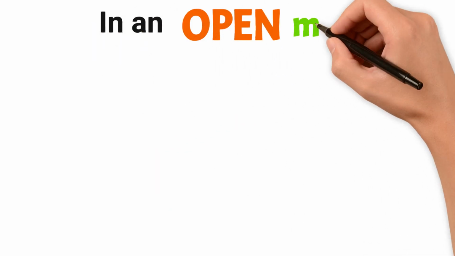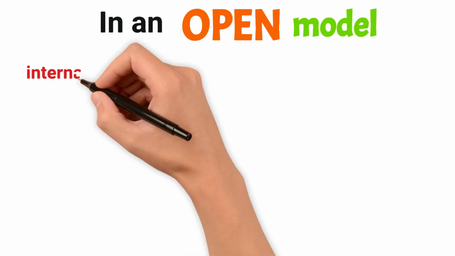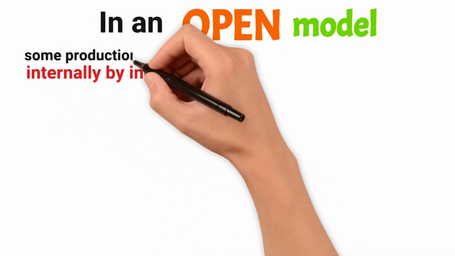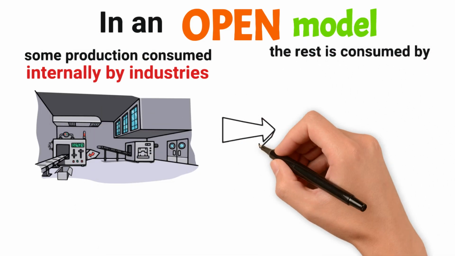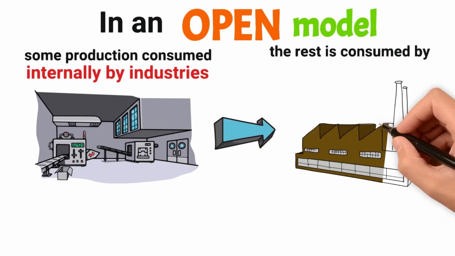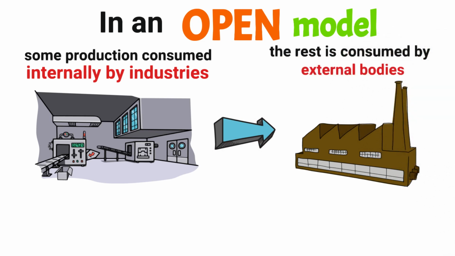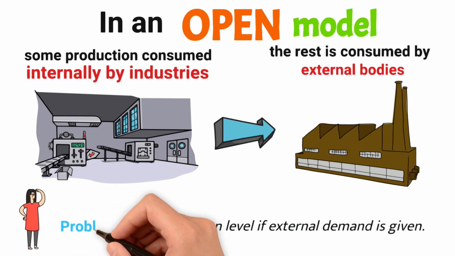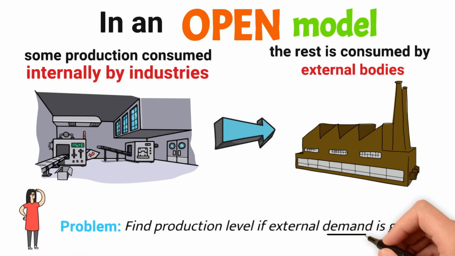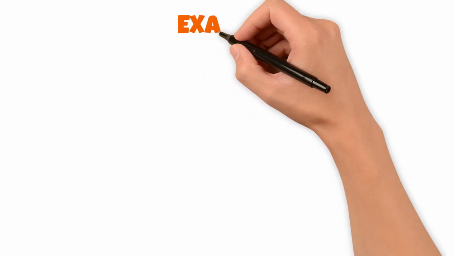In an open model, some production is consumed internally by industries, and the rest is consumed by external bodies. The only problem of the open economic model is that to find the production, we need to have the external demand. And now, we're going to present some examples of these methods. So now we're going to use an example in order to explain the topic better.